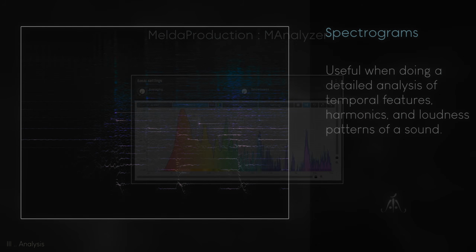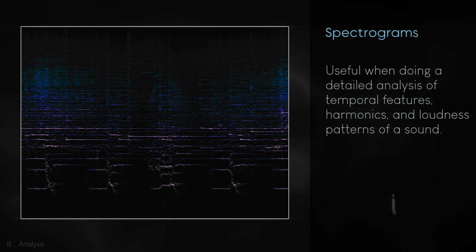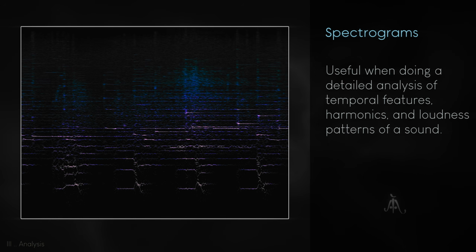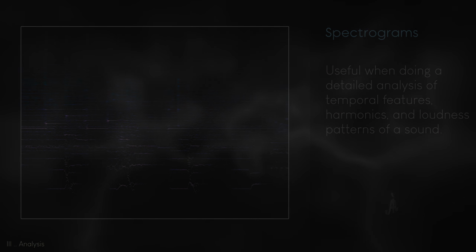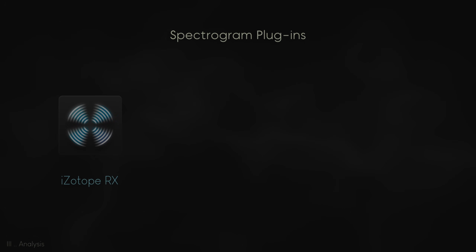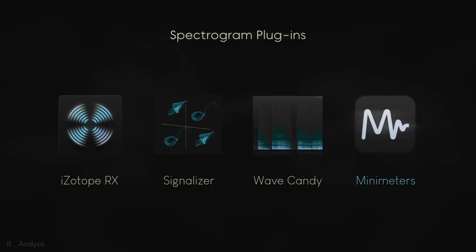When I start to do a more in-depth analysis of the harmonic and temporal attributes of a sound, I use spectrograms. I find myself using spectrograms most often as they can be quite detailed and they look cool. Isotope RX honestly has an amazing spectrogram, but Signalizer is one free alternative. Wave Candy is great if you have FL Studio, and Minimeters is also good as a cheap alternative.